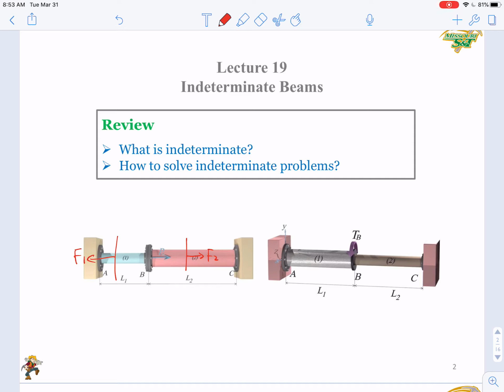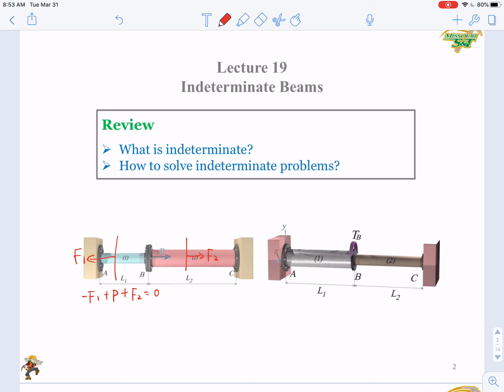So you can write an equilibrium equation that is negative F1 plus P plus F2 equals 0. So here you have only one equilibrium equation, but you have two unknowns, F1 and F2. Right? So you have no way to solve this equation. To build the additional equation, we need to go to the compatibility conditions.